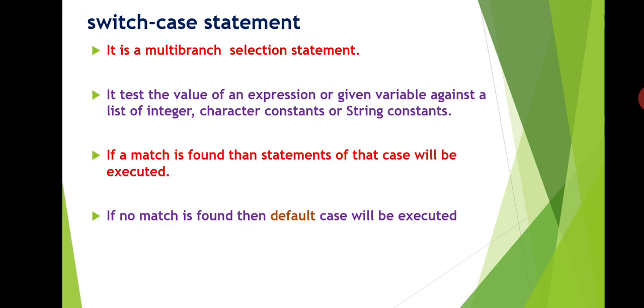Then at last we have the switch case statement. Here with the switch, we provide one variable or any value. That value will be matched against the cases which are given after the switch. Every case is followed by a constant. That constant can be a number, a character or a string. Whichever case matches the value which is given with the switch, that case will be executed. But if the value given with the switch does not match any case, then in that condition the default case will be executed.